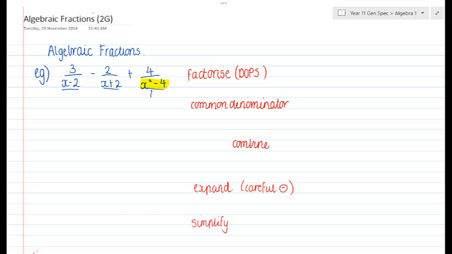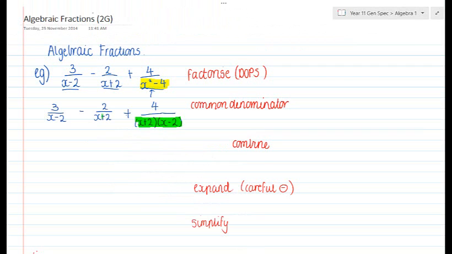The first thing you should be looking out for is that area there, and we can factorise that using difference of two squares. So what it'll look like is (x plus 2)(x minus 2) over 4. Now that the bottom line there is factorised, we're looking for a common denominator for all three terms.